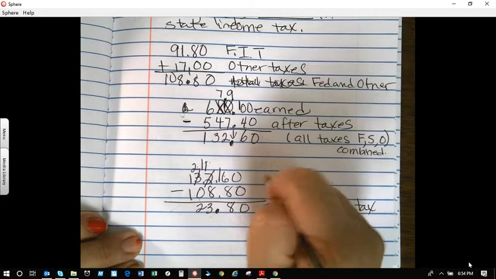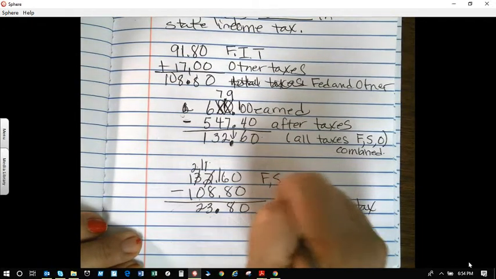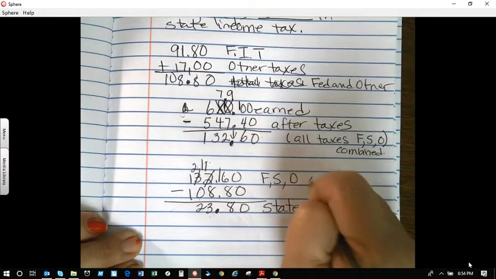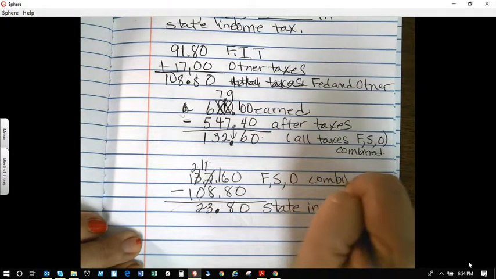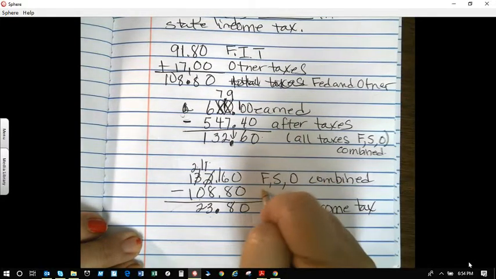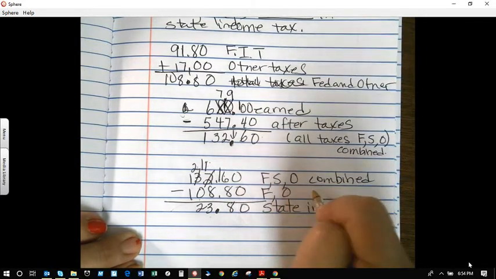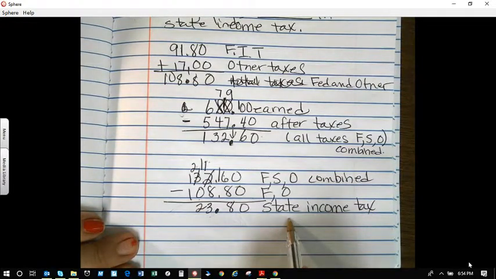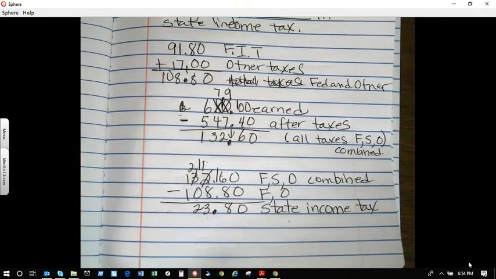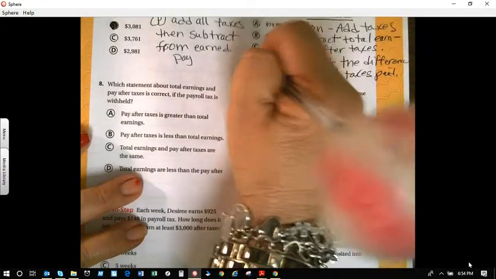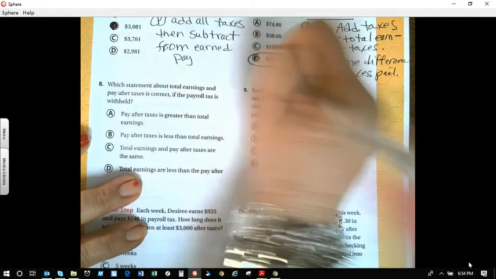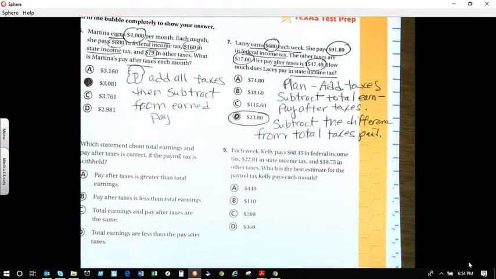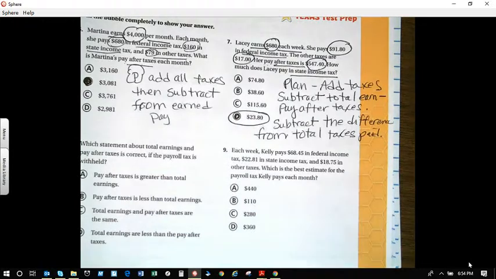This is federal, state, and other combined. And I subtracted this from federal and other. And this gives me my state. Okay? And so the answer over here is D. So make sure that you're writing your plan down, and you have to really talk yourself through it so that you're understanding what the meaning of all these numbers mean.